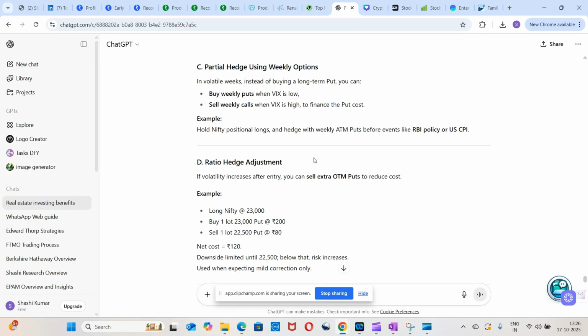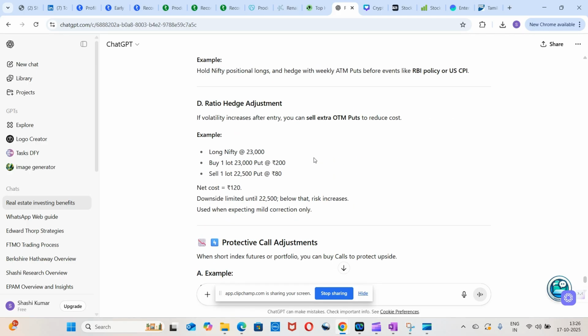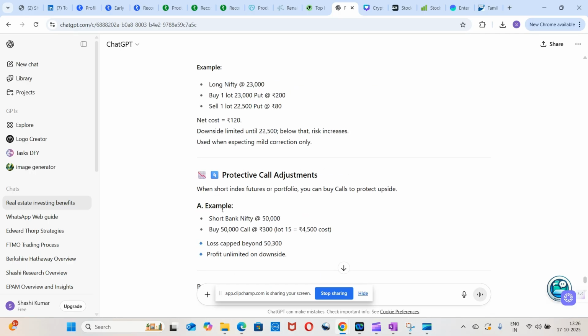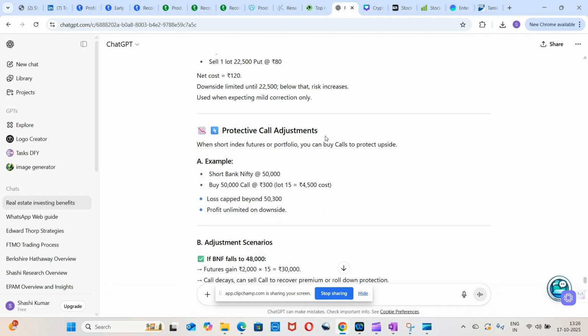Ratio hedge adjustment. If volatility increases after entry, you sell an extra OTM put to reduce the cost. So you went long on Nifty, you have bought one lot of put, and you sell one lot of 22,500 put also to reduce the cost. This is used when expecting only a mild correction. Downside is limited until 22,500. Below that, risk increases.